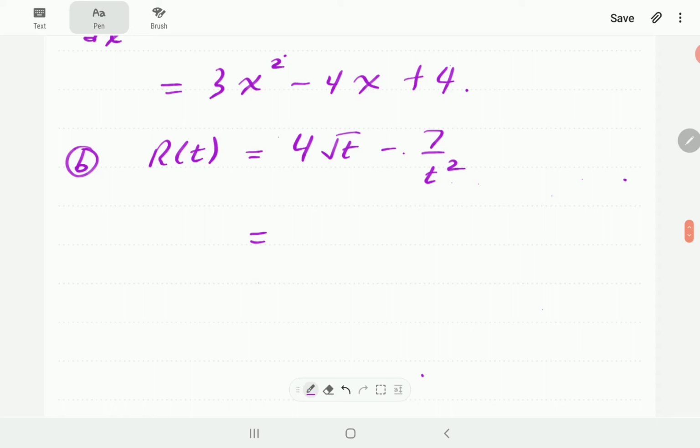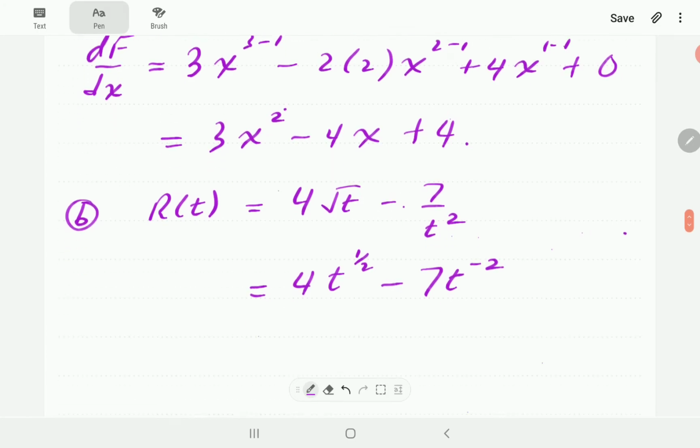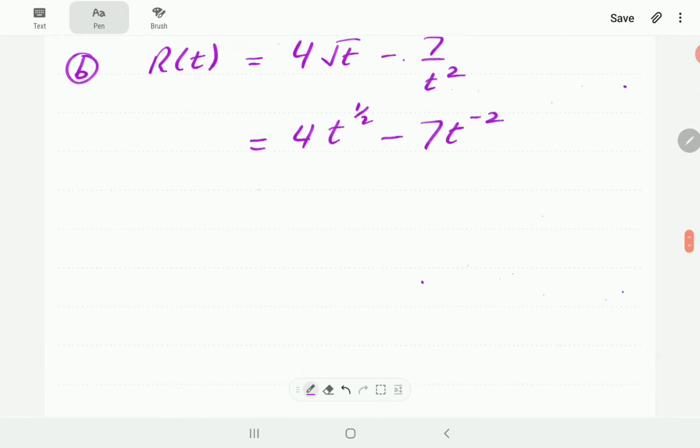So we're going to rewrite r as follows. The square root is the same as power of a half. And then this one, if we bring the t to the numerator, then it becomes t to the power negative 2. Notice here, this is still r. We haven't yet differentiated. We're just rewriting it in the form where we can use our rules. Now we are going to differentiate because it is in the form where both of them are powers, and both of those powers are appearing in the numerator.